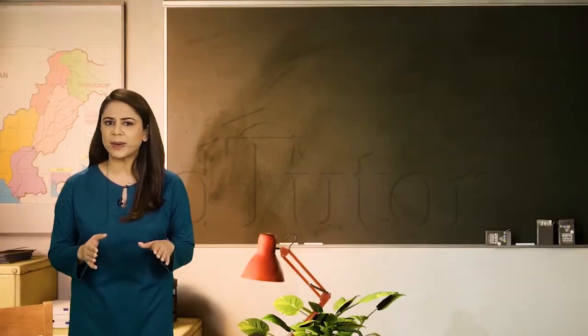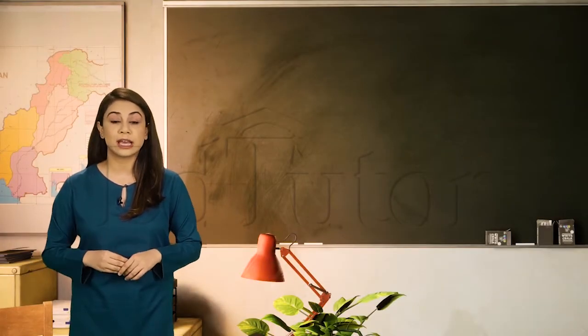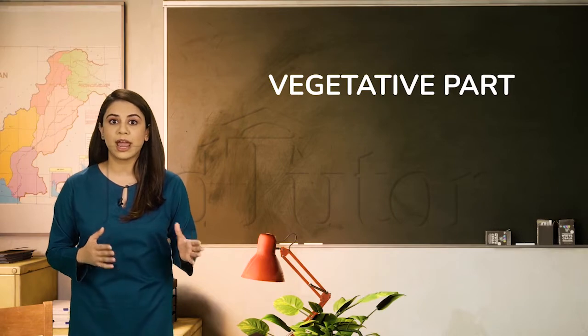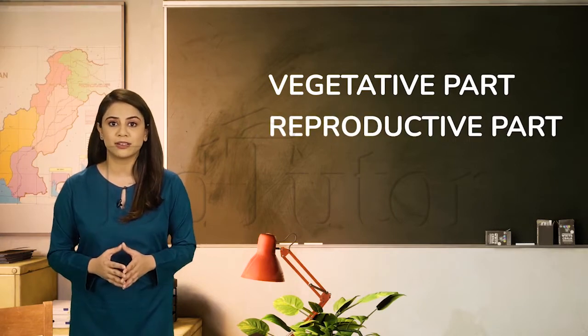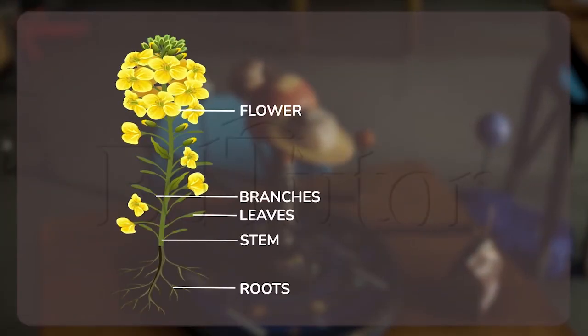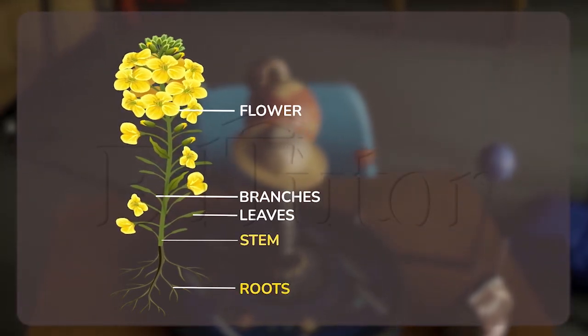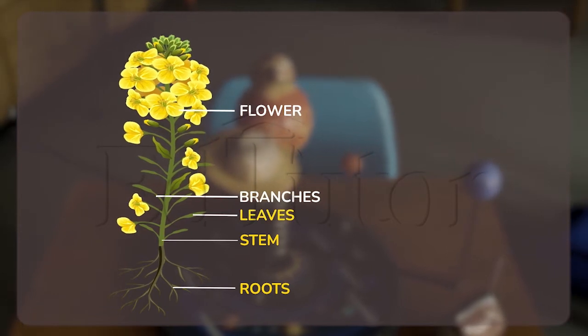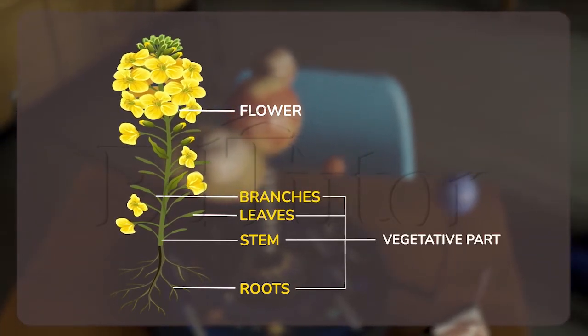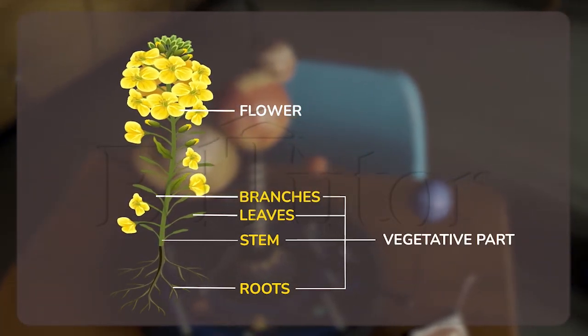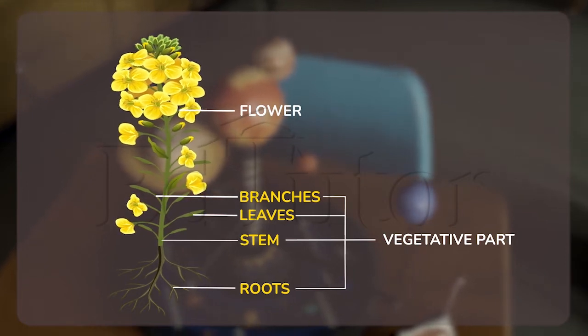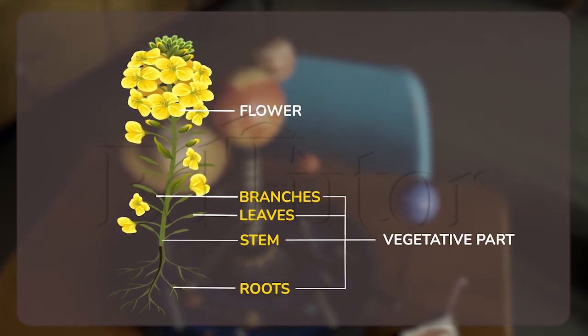Now, this plant is said to have two parts. There is a vegetative part and a reproductive part. Can you name these parts just by looking at it? The roots, stem, leaves, and branches here are the vegetative part. That is, they do not take part in the sexual reproduction of the plant.